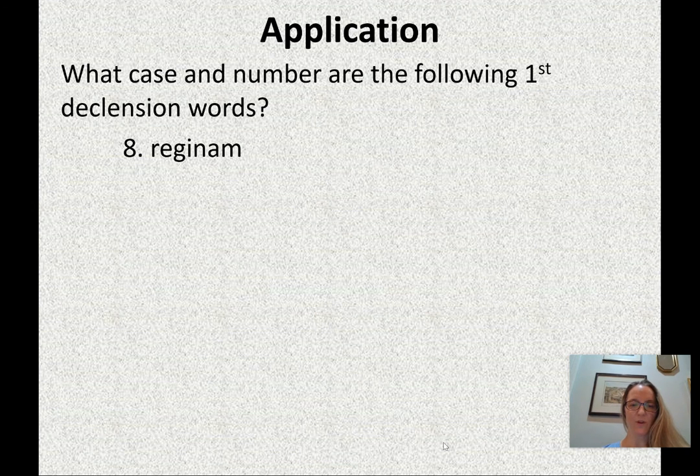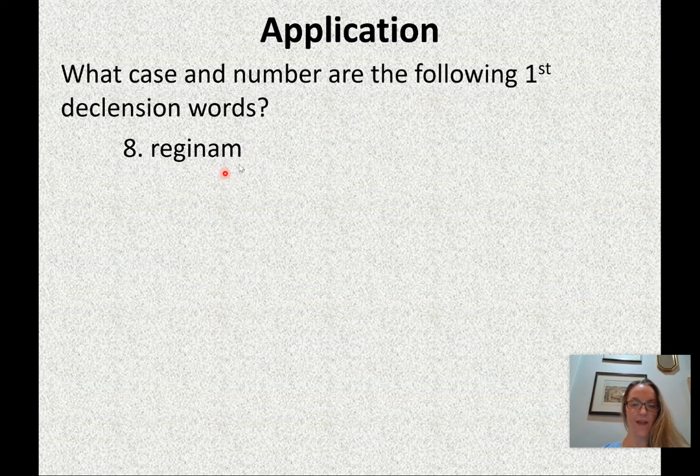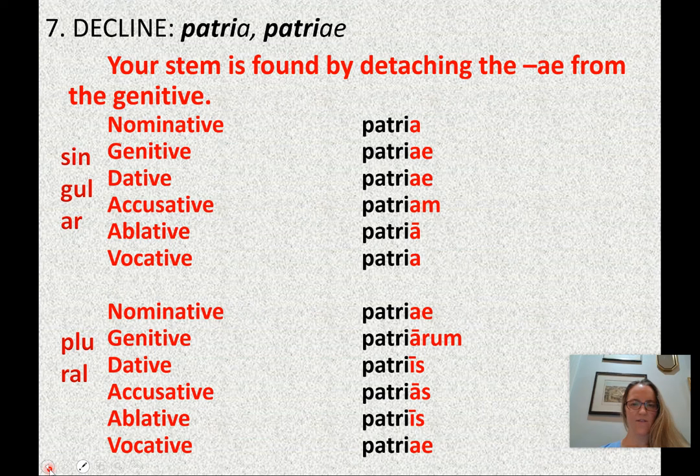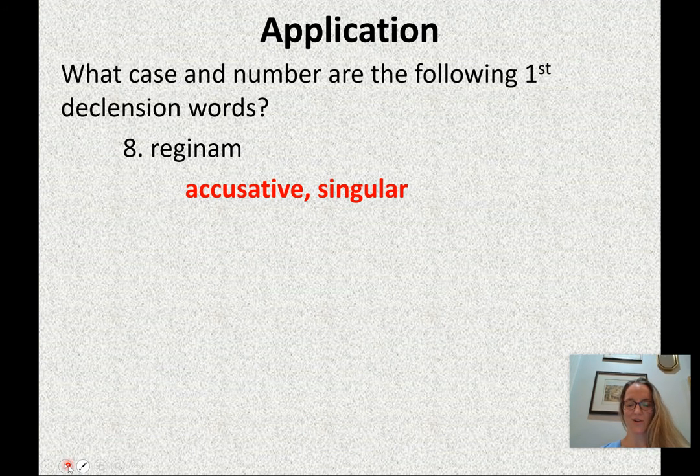There's an example there for you, which is reginam. So what we do is we see that AM ending. The AM ending is what allows us to figure out what case that is. If I go back to my declension, where do I see an AM ending? We see the AM ending right here. So it's accusative singular. Your correct answer, which is already filled in for you, is accusative singular.